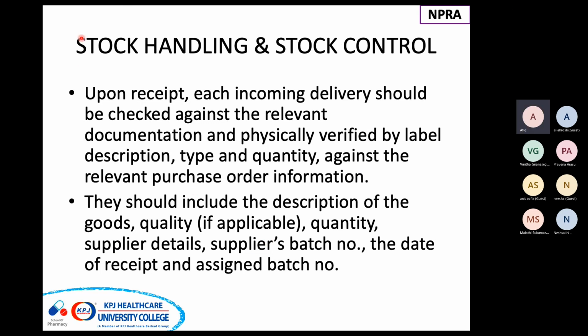And the next criteria is for stock handling and also stock control. So upon receipt, each incoming delivery must be checked against relevant documentation and also physically verified by label description, type and quantity against the relevant purchase order information. So basically, once you receive an incoming item, it has to be checked against your purchase order, and they should include the description of the goods and quality if applicable, quantity, supply details, supply batch number, and the date of receipt, and also assigned batch number.